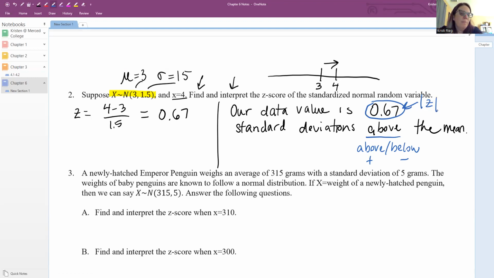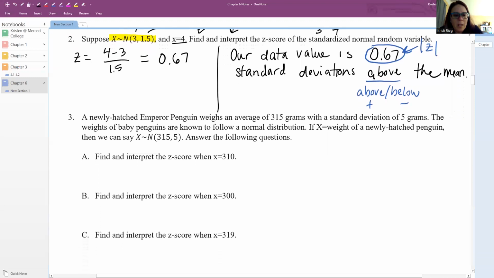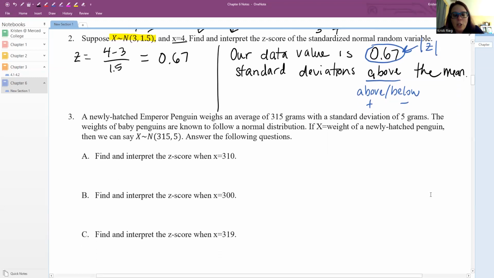It's just like saying if something was 3 steps below, we wouldn't say it's negative 3 steps below. We would say it's 3 steps below. It's either 3 steps above or it's 3 steps below. The above or below tells us which direction and if it's positive or negative, whereas the 3 is just the actual number of steps. So that's the absolute value. Okay, we'll do that again a few more times, because looky here, we have find and interpret the z-score for 3 different problems.